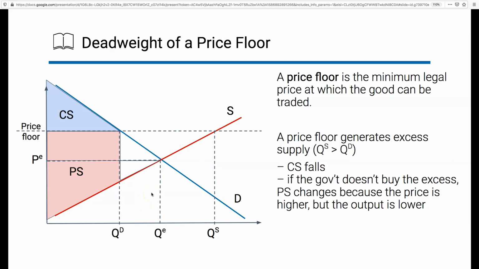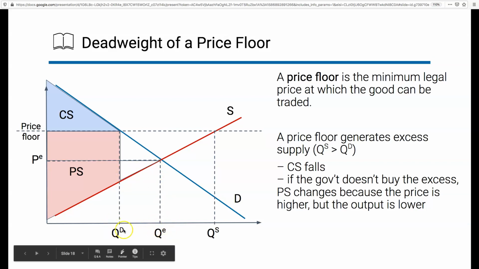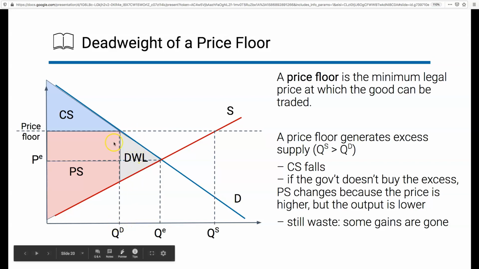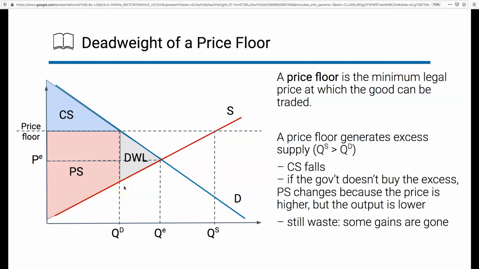And so in this situation, the deadweight loss stems from the fact that there are trades that are potentially beneficial but are not allowed. And so these trades correspond to the reduction in output from the equilibrium level down to the price floor level of QD. So I'm going to go ahead and shade that area. That would be the deadweight loss of a price floor when the government does not buy the excess supply.